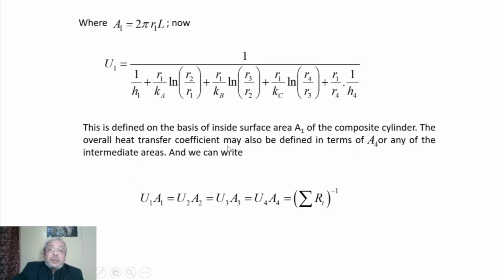The overall heat transfer coefficient may also be defined in terms of A4. Then it will be U4 into A4, or any of the intermediate areas. And we can write U1 A1 equal to U2 A2 equal to U3 A3 equal to U4 A4, and equal to basically the total resistance inverse, 1 by summation of resistances.